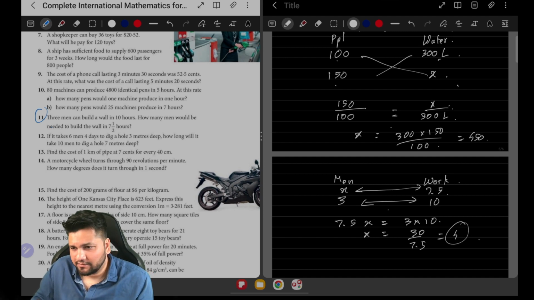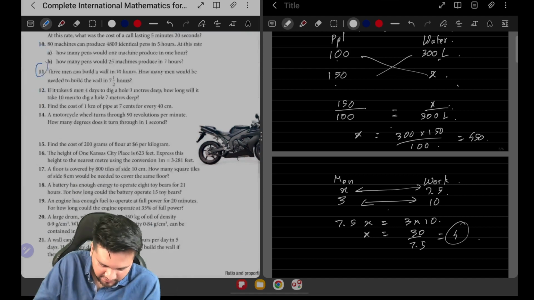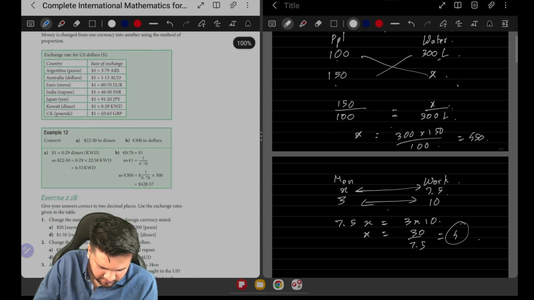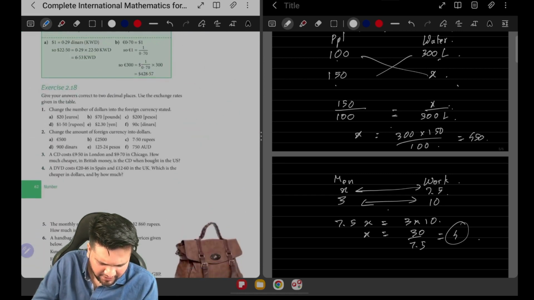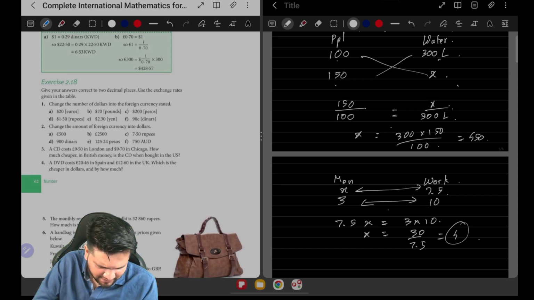But of course, in the exam, if you're getting the number of people in decimals, so 0.5 and 0.7 people does not exist. So maybe you must have made some mistake. Keep that in mind. Conversion and all, simply the same thing.